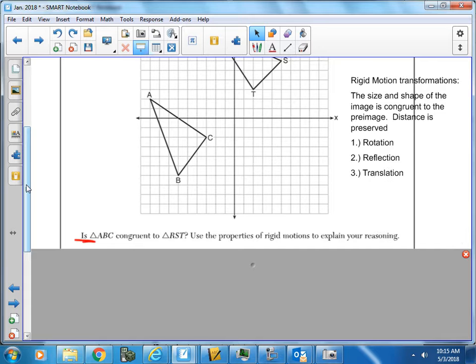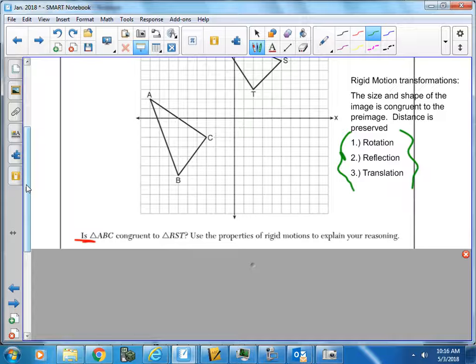Well, what are they? Okay, when you do a rigid motion transformation, the size and shape of the image is congruent to the pre-image, distance is preserved. There are a lot of ways you can say it, but the new shape is always going to be the same shape and size as the old shape. The image and the pre-image are going to be congruent. And the three that do that are rigid motion transformations are those three.